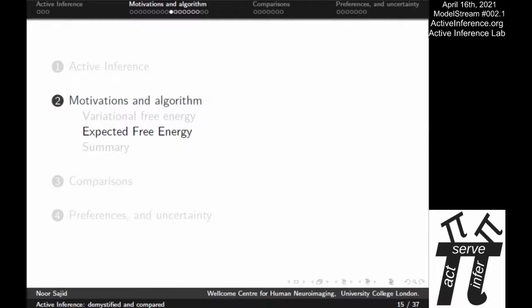Okay. So this particular quantity, variational free energy, are there any questions at this point about the variational free energy? Not yet, thank you. Okay, perfect.